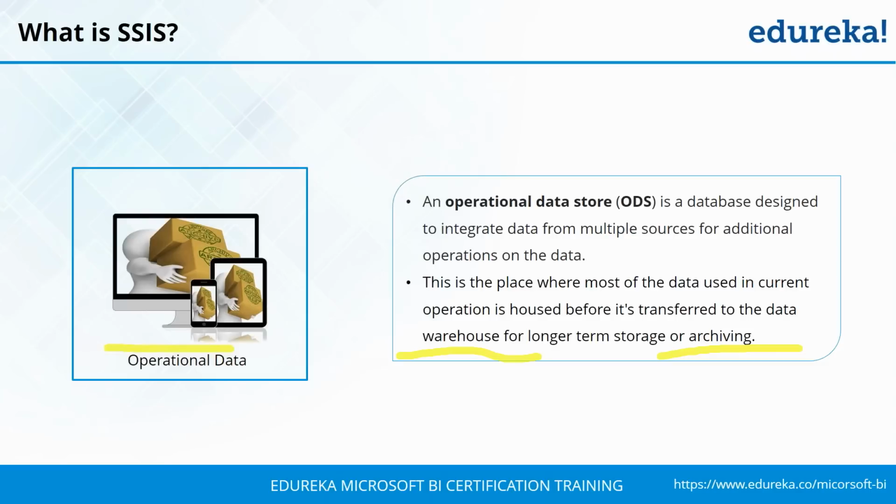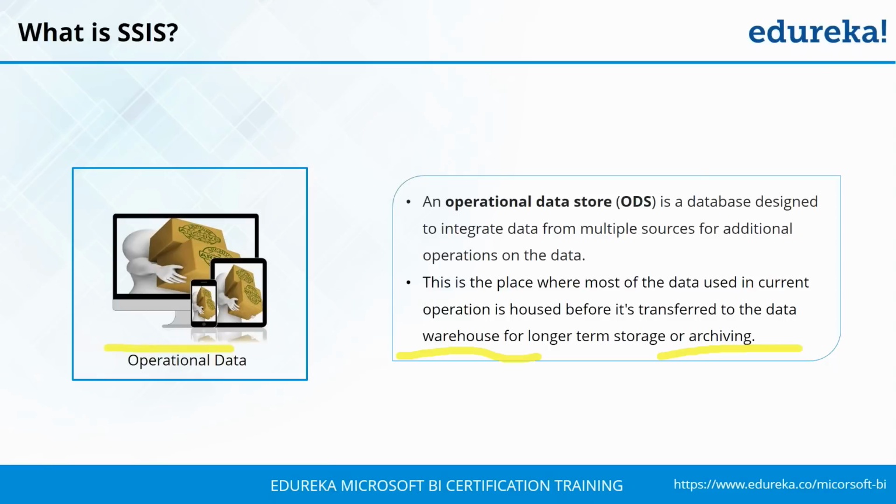So what is an ODS or operational data? An operational data store, or ODS, is a database designed to integrate data from multiple sources for additional operation of the data. It's not something different from a database. It is a database, but it's designed with a different approach. This is the place where most of the data used in current operation is housed before it's transferred to the data warehouse for longer term storage or archiving.